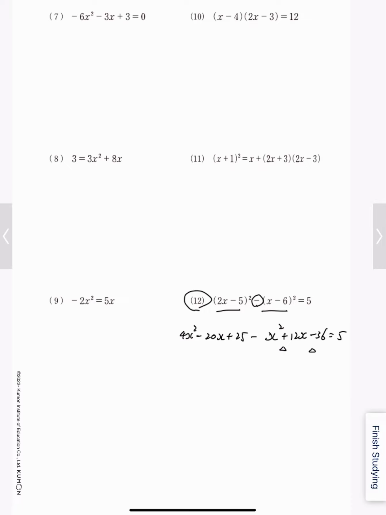If there is negative or subtraction before the bracket when we open it up, the sign needs to be changed. Okay, so now we can combine the terms together. We have 4x squared and minus x squared, which give me 3x squared. Minus 20x plus 12x will give me minus 8x. Plus 25 minus 36 will give me minus 11. And I will also minus 5 as well, will give me 0. So I just move the 5 to the left side. All right, so now I have 3x squared minus 8x minus 16 equal to 0.